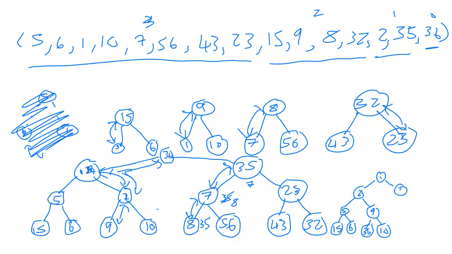I had a 7 over there. Its left child is 8, whose left child is 35, and the right child is 56. The right child of that 7 is 23. 43 was its left child, and 32 its right child. All right, so that'll be the final state of our heap.